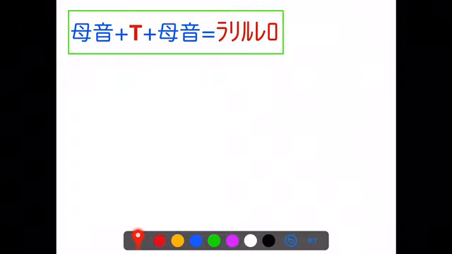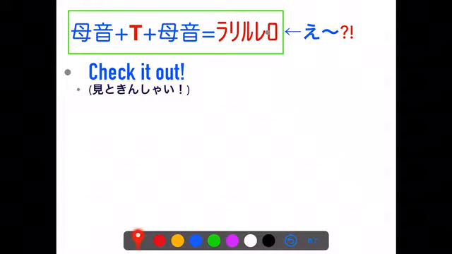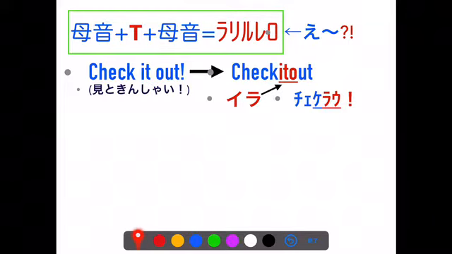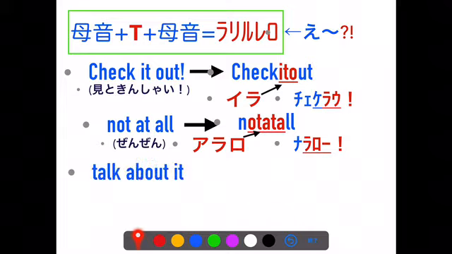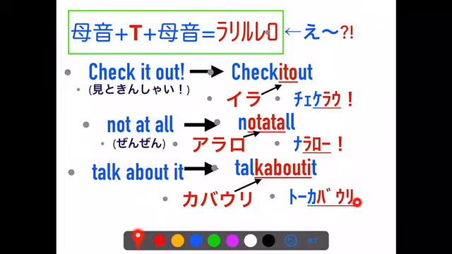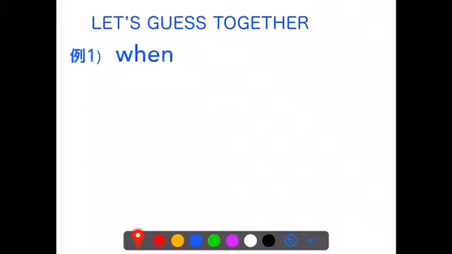And as for T sound, when the T is in between two vowels, this T becomes like la, ri, ro. Yes, that's true. For example, check it out. Look, this T is in between two vowels, E and O. So this is ro. So this ITO is ra. So check it out. And not at all, but T. This part becomes ara, ro. Next one, talk about it. T in between vowel and vowel. So this part is pronounced as like about it. Talk about it.